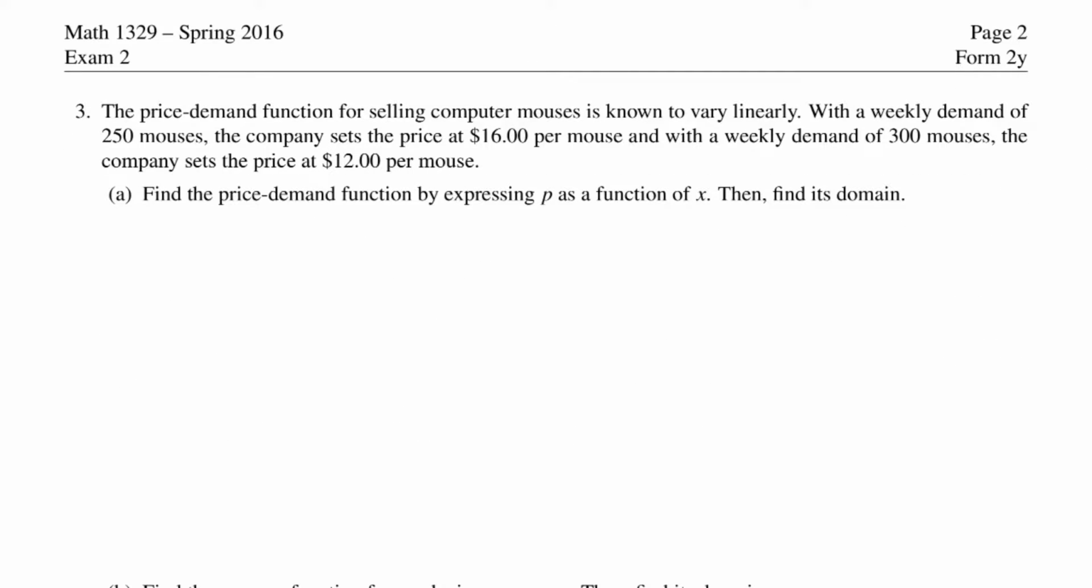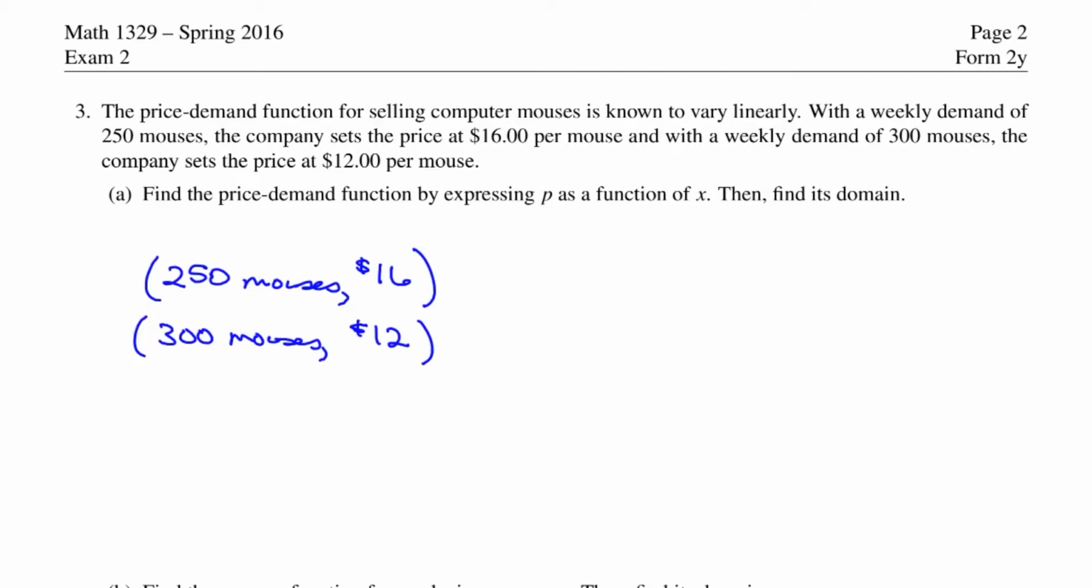Question 3. The price-demand function for selling computer mouses is known to vary linearly, with a weekly demand of 250 mouses, the company sets the price at $16. And with a weekly demand of 300 mouses, the company sets a price at $12 per mouse. Find the price-demand function by expressing P as a function of X.